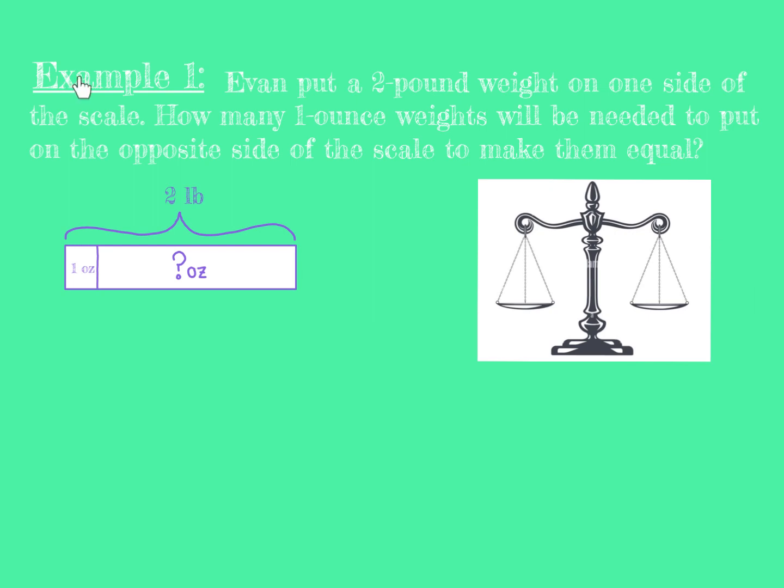Our first example is Evan put a 2-pound weight on one side of the scale. How many 1-ounce weights will be needed to put on the opposite side of the scale to make them equal?